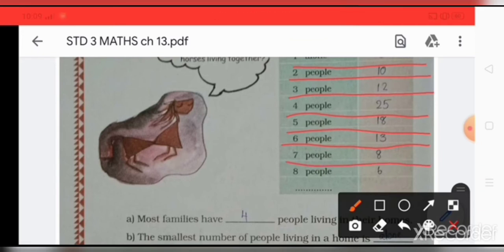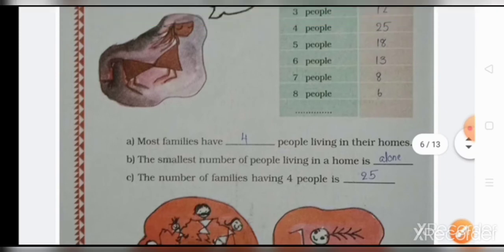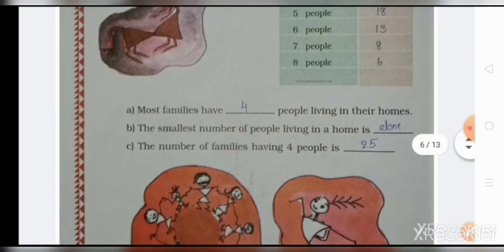7 people, 8 homes. 8 people, 6 homes. Most families have dash people living in their homes. 4 people. The smallest number of people living in a home is alone. The number of families having 4 people is 25.